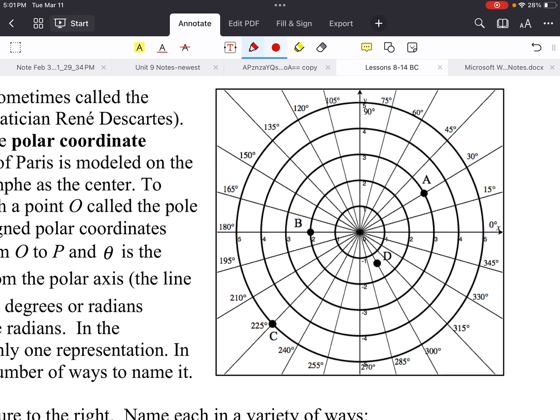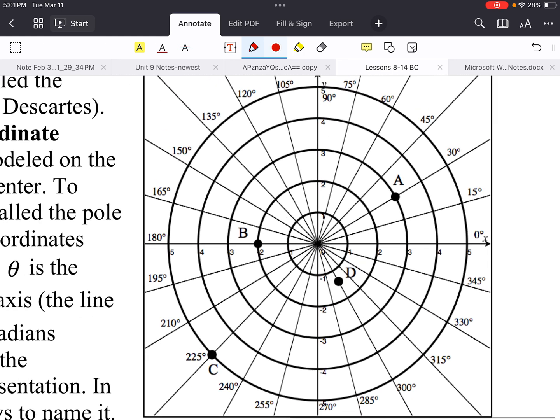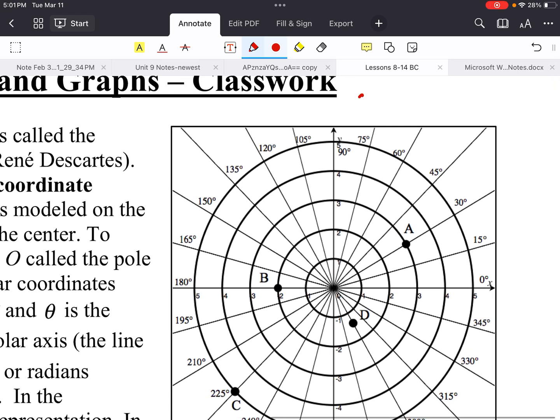Polar, totally different. Polar is based on circles, and it's based on the distance from the origin, and that distance from the origin makes the radius of a circle. So you still use two numbers, but the first number is the radius of the circle that the point would go through, which is basically how far it is from the origin, and the other is the angle that the point is at from the origin.